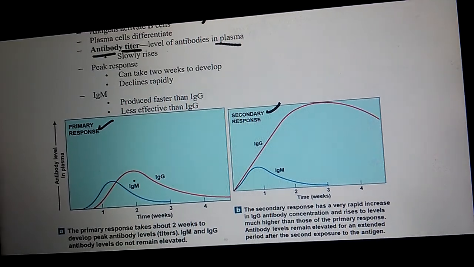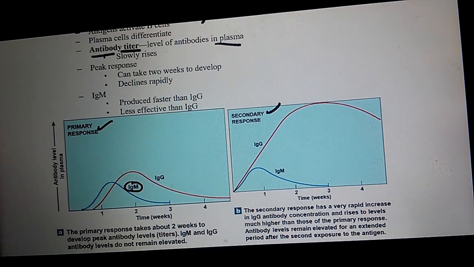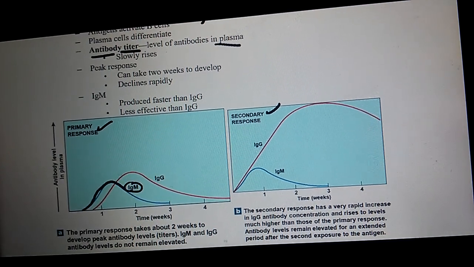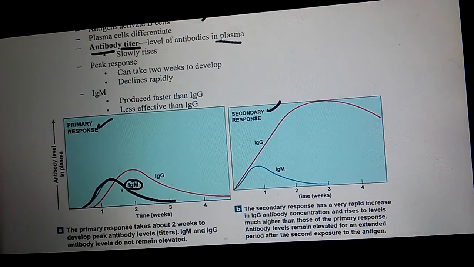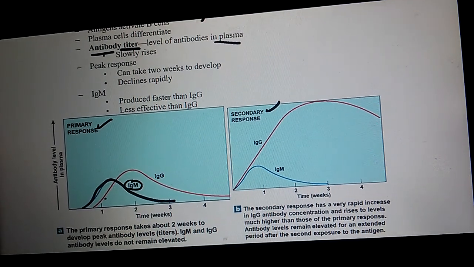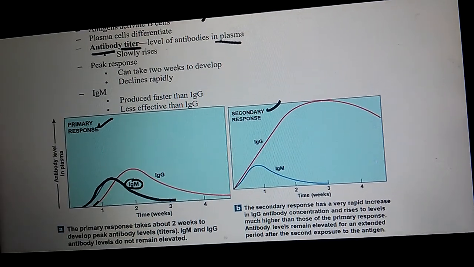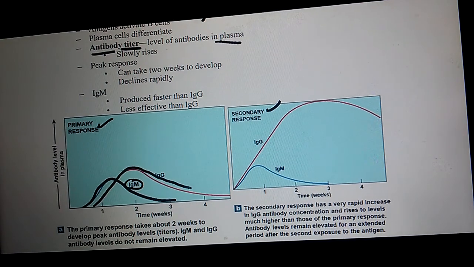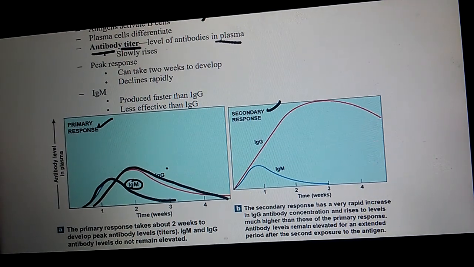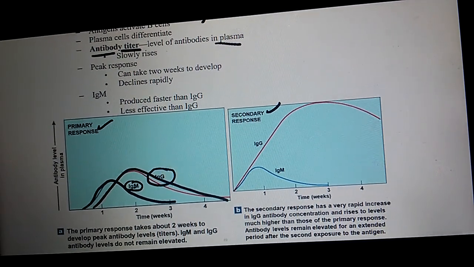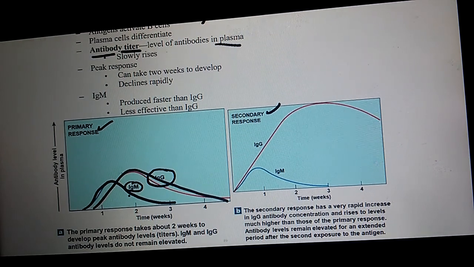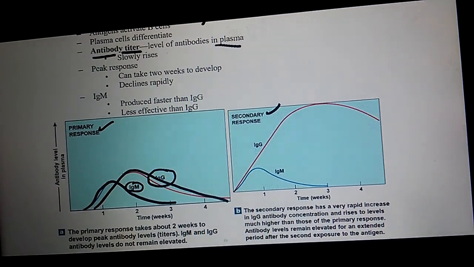What's the first antibody? And you can see it here in blue. This is saying IgM. What's the first antibody to be produced in a primary response? IgM. What's the second antibody to be produced? IgG. Which is the more powerful antibody, IgM or IgG? IgG.